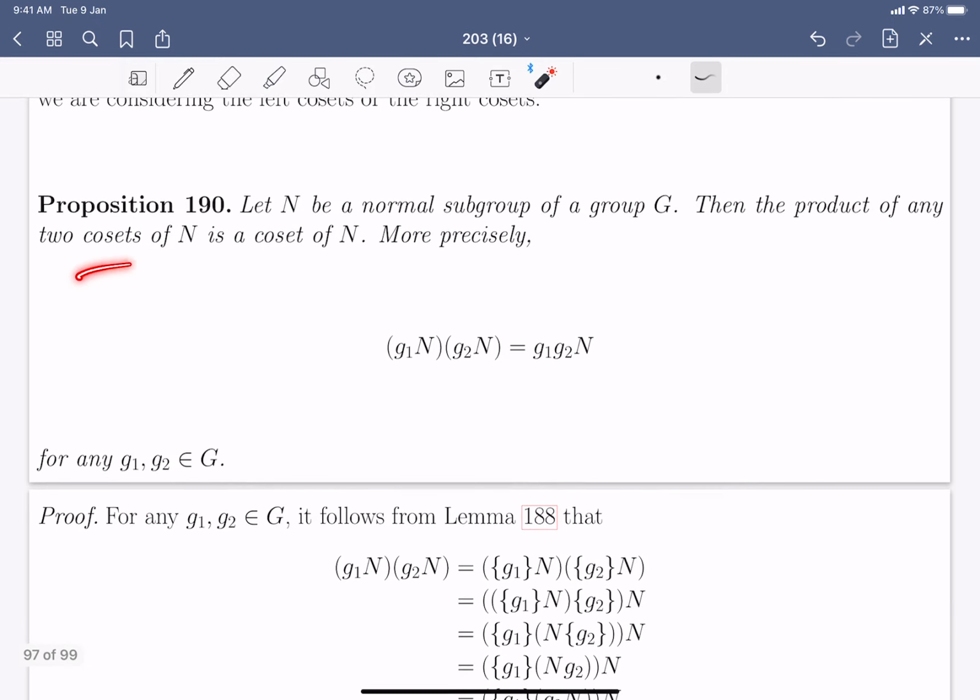So you start with two cosets of N. You need to show that the product is a coset of N. There is a more precise version which says that if you take g1N and g2N, these two cosets, then the product is equal to the coset corresponding to the element g1g2.